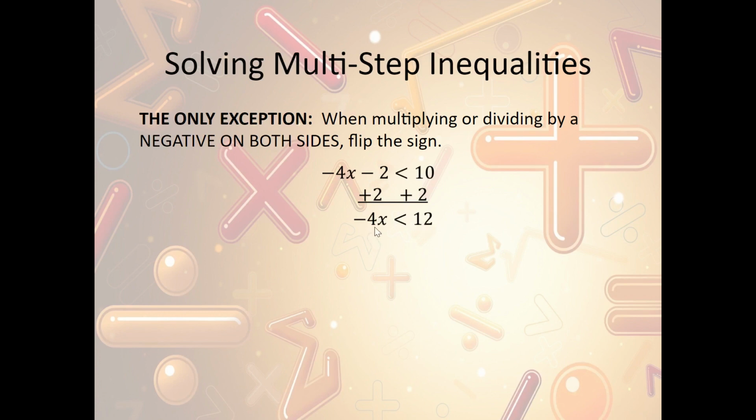So in this case, we're going to divide both sides by -4 here. When we do that, we need to take this sign and flip it and go the other way. So we flip the sign, and we get -4 divided by -4 is 1, and 12 divided by -4 is -3. So we get x, and now we flip the sign, so it says greater than -3. So anytime we multiply or divide both sides by a negative number, we're always going to flip the sign.